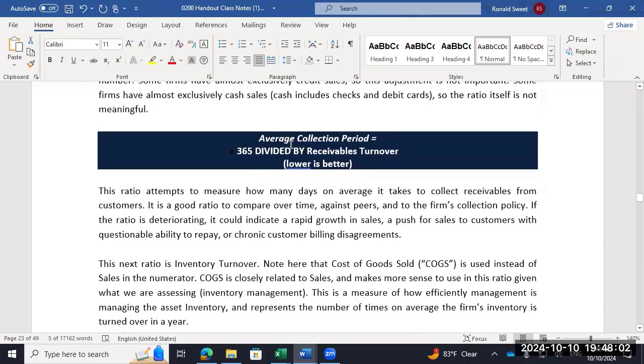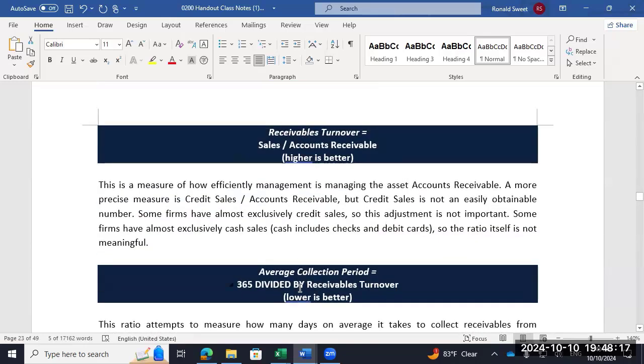Your average collection period, you probably saw that. That's 365 divided by your receivables turnover. That's how many days it takes to collect from your customers. So there, lower is better. For the one before that, higher was better. Correct? Higher is better on this one, lower is better here.